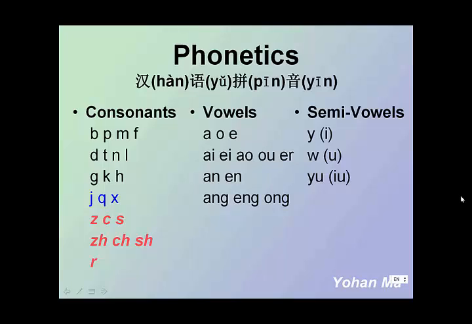Okay, let's read those last four lines here. Ji, qi, xi, zi, ci, si, zhi, chi, shi, ri. Okay, these are the consonants.